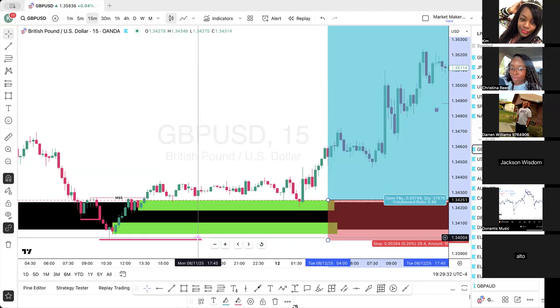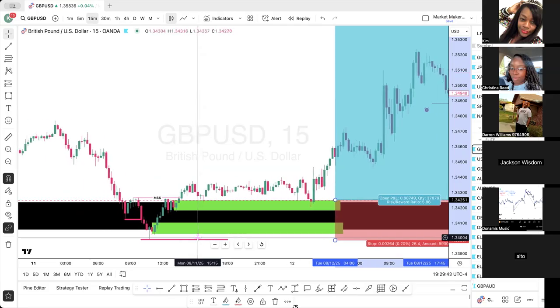The question is how do we get to know a valid demand and supply zone? What are the characteristics we need to see to know a valid demand and supply zone?